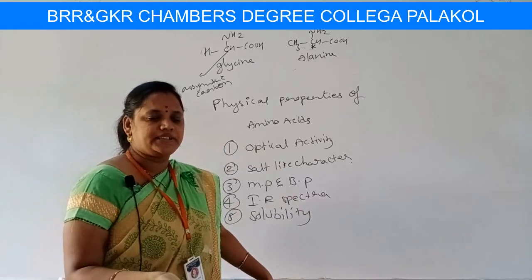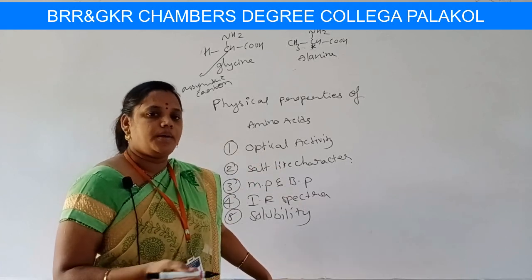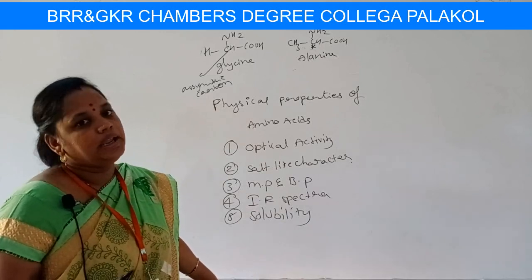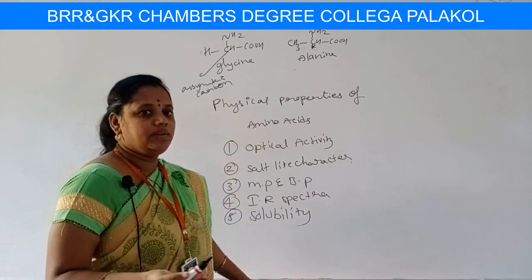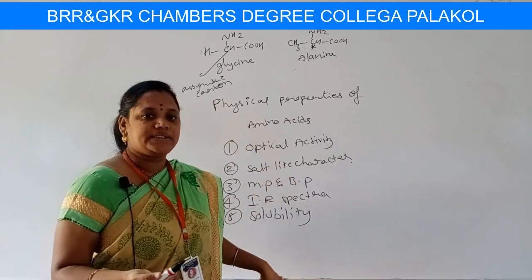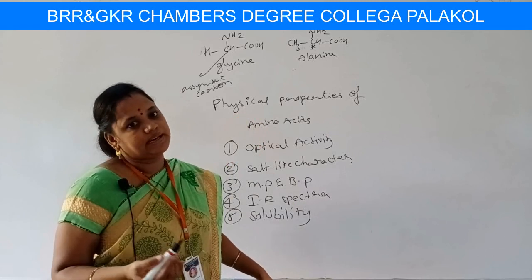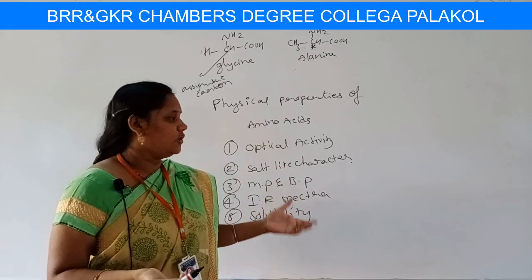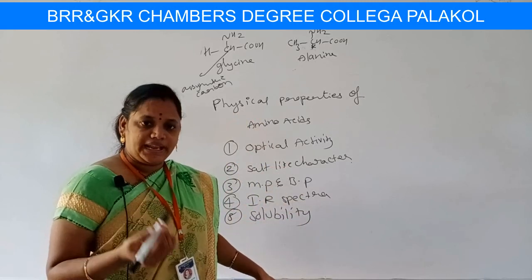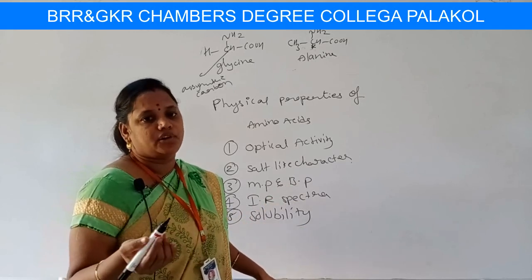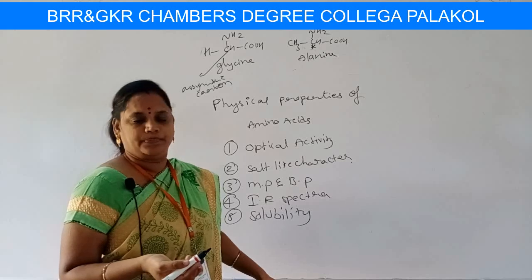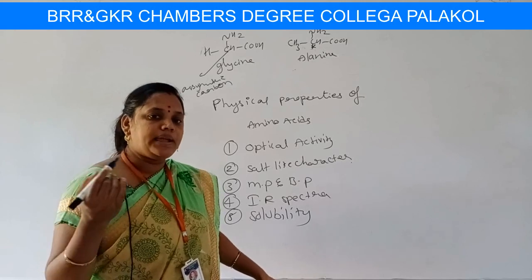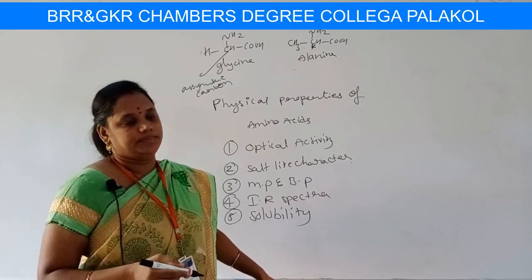If an asymmetric carbon is present, then the compound is of course optically active. But in glycine there is no asymmetric carbon, hence it is not optically active. And in optical activity, one more thing is that the amino acids follow the configuration of glyceraldehyde, students. All the amino acids will have L configuration irrespective of the sign of rotation, whether it is plus or minus.